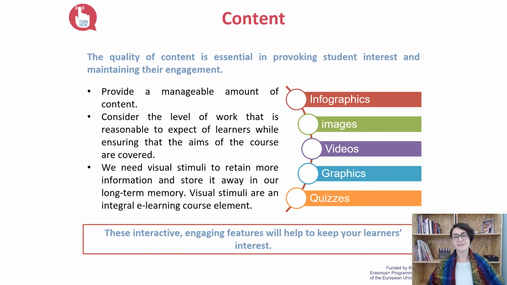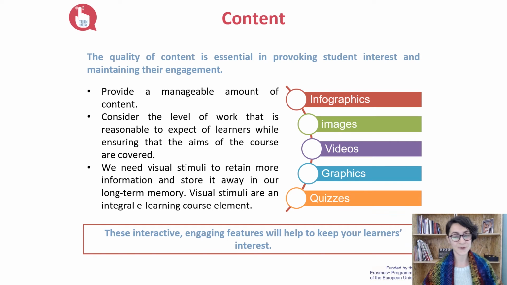Content. Content is probably the most important part of the e-learning course, because it's basically what the learners are here to learn, and the quality is really important. So make sure that you provide a manageable amount of content. We need to consider the level of the work that is reasonable to expect from the learners, but also to make sure that all information is covered and that we are not offering just a partial structure.